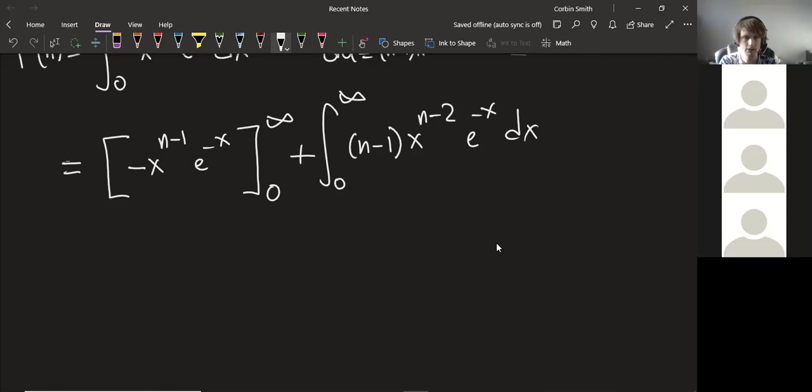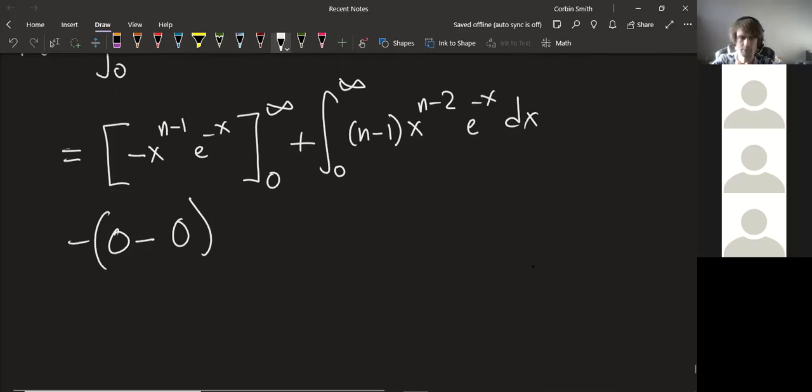Here I'm going to wave my hands a little bit and say that if we plug in 0 for x, then we're going to get 0. Here we have the minus sign, I'm going to factor out to the outside. Now, I'm just going to say that e to the minus x goes to 0 faster than x to the n minus 1 blows up as you're taking the limit to infinity. So when you plug in infinity to this thing, you're going to get 0 again.